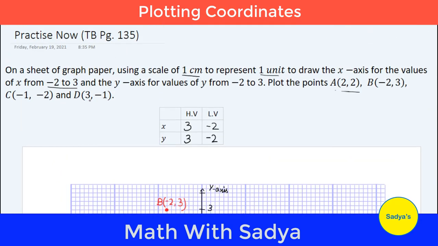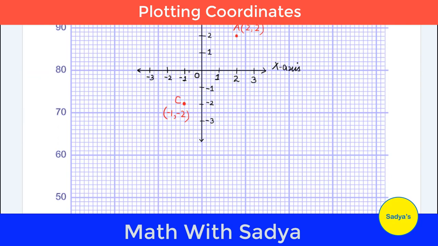Next we have to plot D, which is (3, -1). X is positive, so we go towards the right of the origin. From the origin we go to 3, which is here on the right. And then for negative 1 we move downwards. And this point represents (3, -1). And this is D. So we are done with plotting the points.